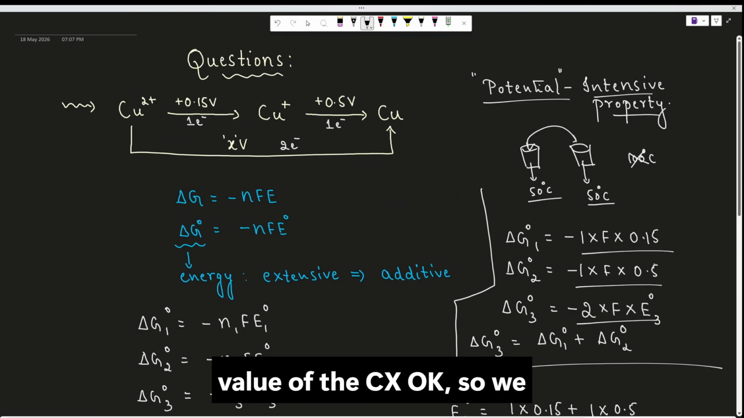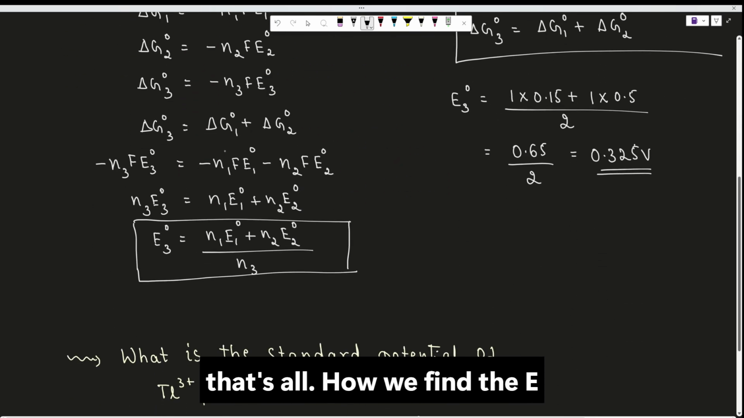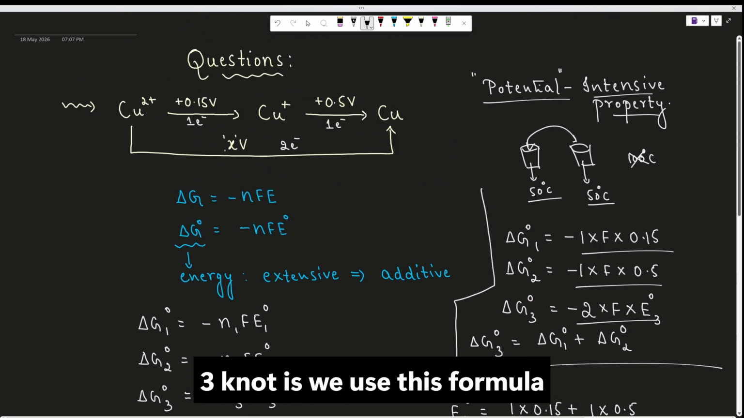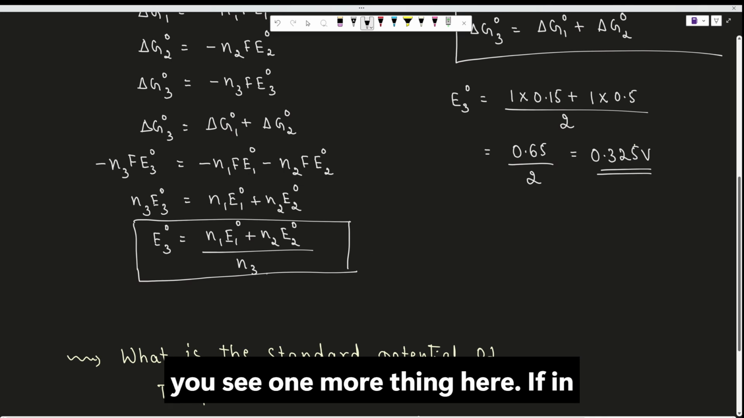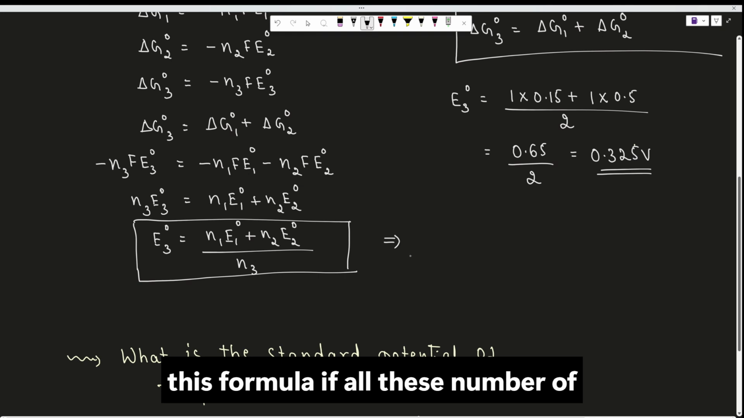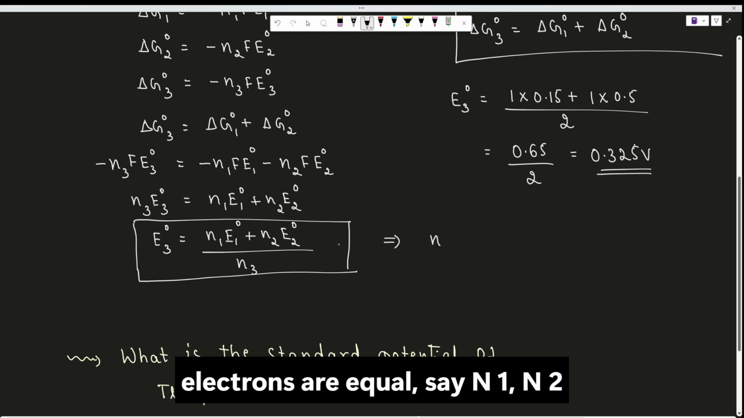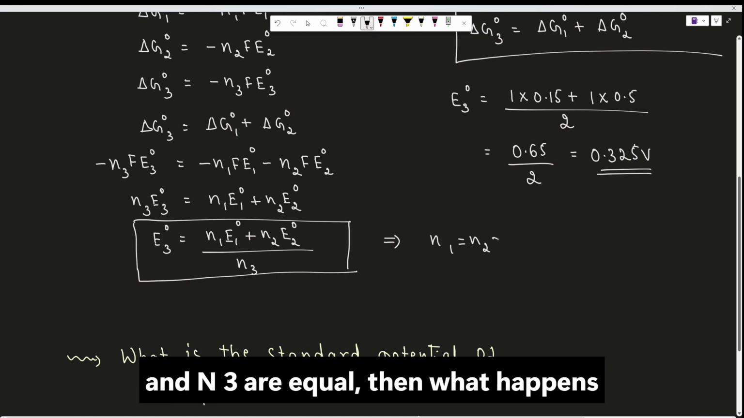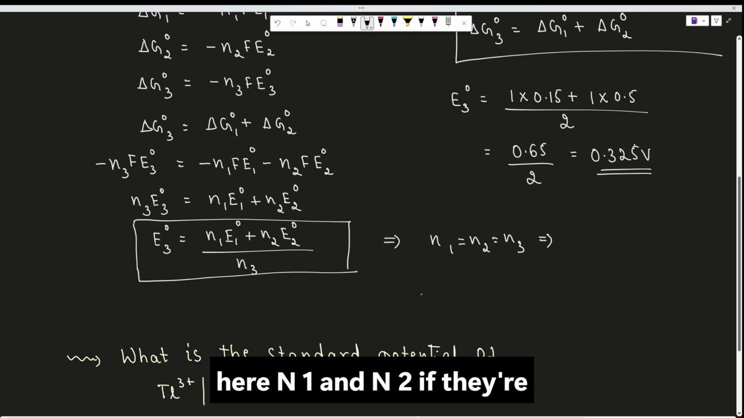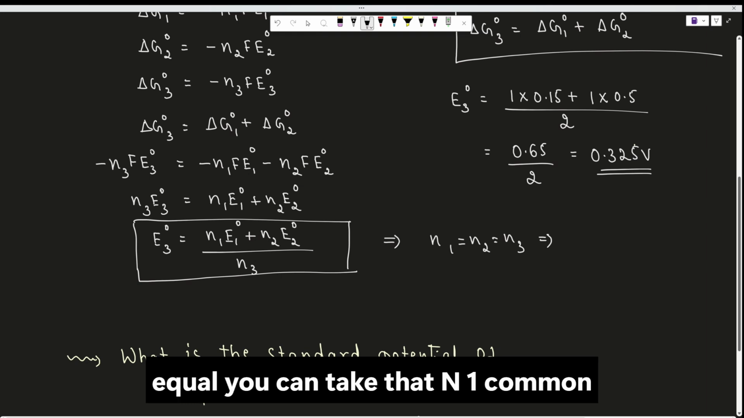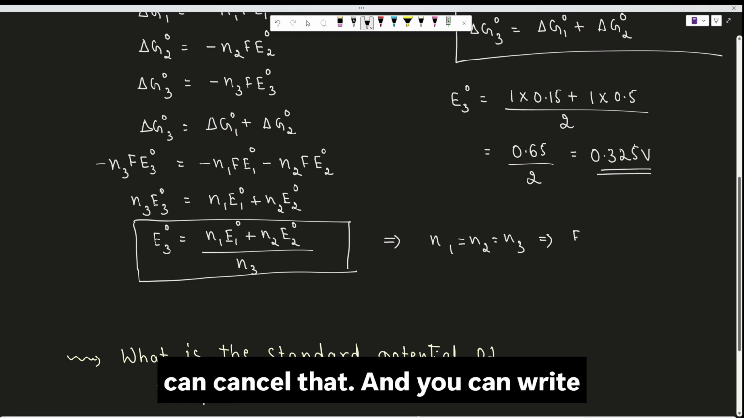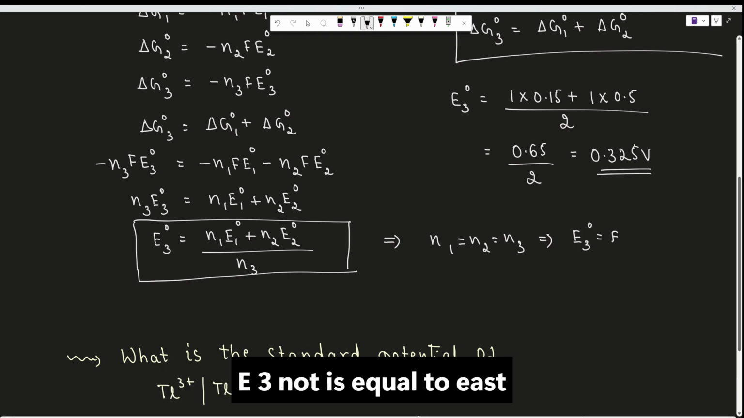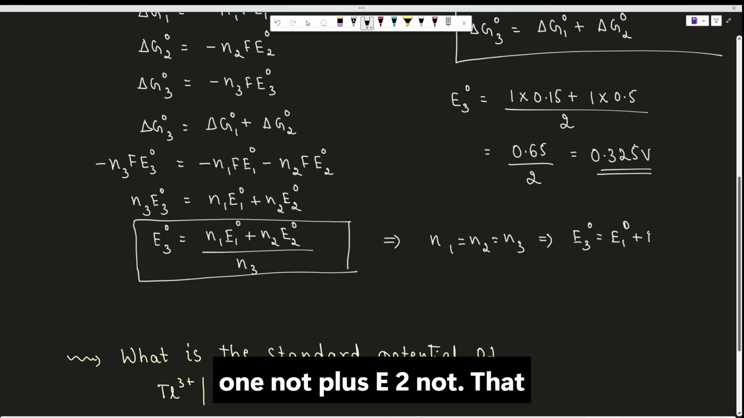So we got the value of this X. We have found E3 naught here. That's all. This is how we find E3 naught: we use this formula directly. Now you see one more thing here. In this formula, if all these numbers of electrons, N1, N2 and N3, are equal, then N1 and N2 being equal, you can take N1 common. Again, N3 is also the same, so you can cancel that and write E3 naught is equal to E1 naught plus E2 naught.